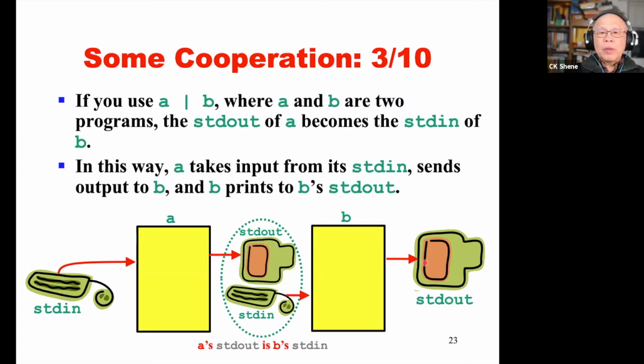So the meaning of A vertical bar B, or A pipes to B, is when A prints anything to stdout, that output becomes the input of B, because that output is to stdout, but stdout of A and stdin of B become the same. So you print out something to here, and B, when it's going to read something from stdin, would retrieve the information and send it to B. So this is the meaning of the pipe operator.